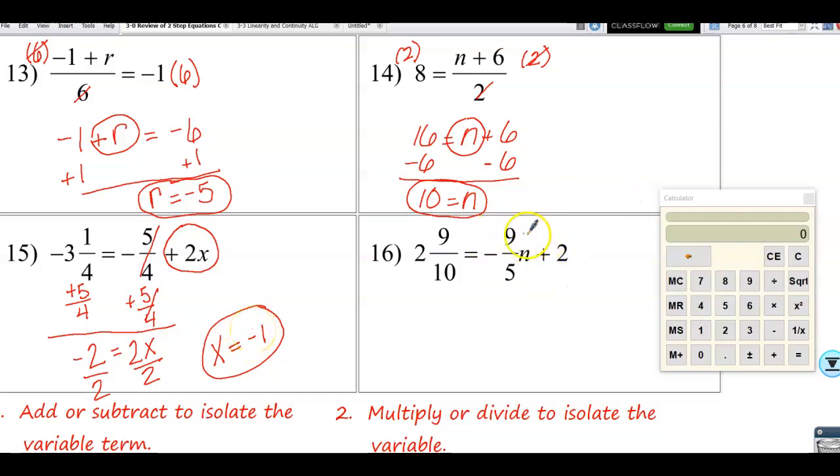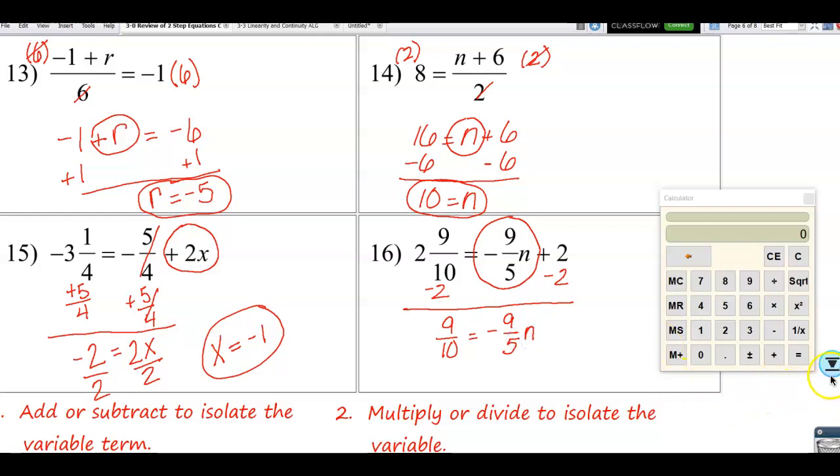This problem is very similar. This is our variable term here, this negative 9/5 n. To get it alone, we'll first need to subtract 2 from both sides. Well, if you subtract 2 from 2 9/10, you have just 9/10 left over. And on the right, we have negative 9/5 times n.